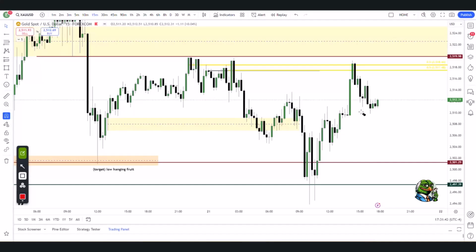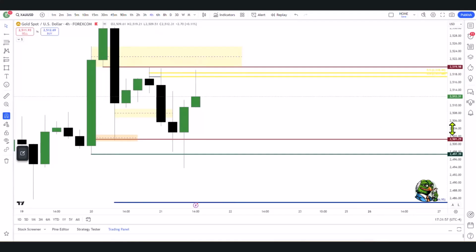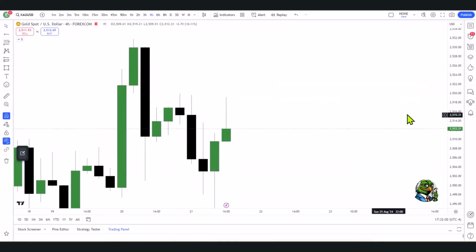Okay, so let's first just jump into a 4-hourly chart, because I think that'll make it a bit easier to start with. So, 4-hourly chart, we can see. Let me clean up the chart. We'll talk about these lines in a moment.